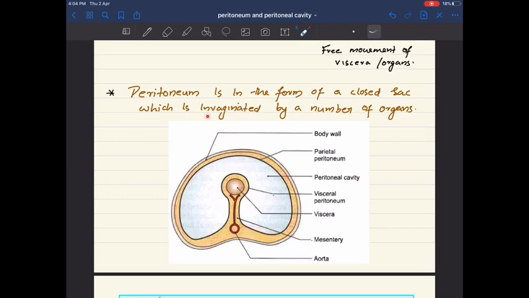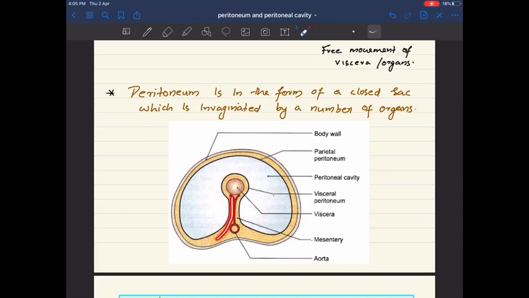What's the next point? Invaginated by a number of organs. See, this is one organ. This is viscera, which means organ. For example, let it be stomach. So this is stomach. So stomach is invaginated into this peritoneal cavity. So it's a closed sac, invaginated by a number of organs. Here stomach is there, here some other organs, here another organ.